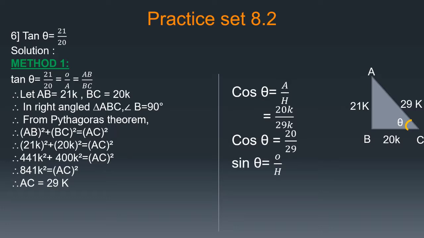Sin theta is equal to opposite upon hypotenuse. Opposite is 21K and hypotenuse is 29K. Again K and K get cancelled and we get the value of sin theta as 21 upon 29.